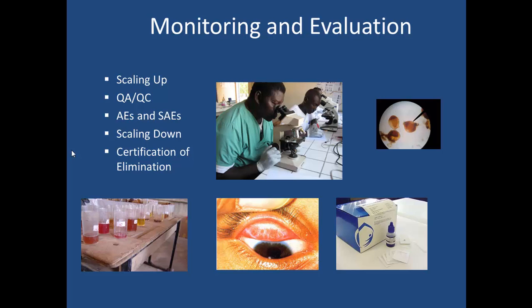Once you've started your MDAs, you have to do monitoring and evaluation. This is critical not just during the process to see how it's going, but at the end to deal with scaling down of the program as well as certification of elimination. In the initial stages, when you're just trying to get a ballpark for control, simple tests like microscopy or looking at the urine can work, or even looking at the eyelids. But as you get to the point where you're scaling down and you want to certify that you've actually eliminated the disease, you're going to need much more sensitive diagnostics, such as PCR-based or ELISA-based, and those can be very expensive. And so you have to figure out how you are going to pay for those.